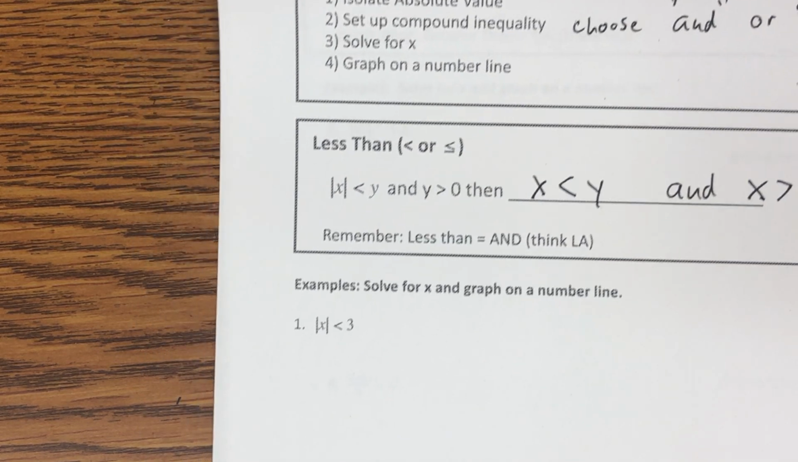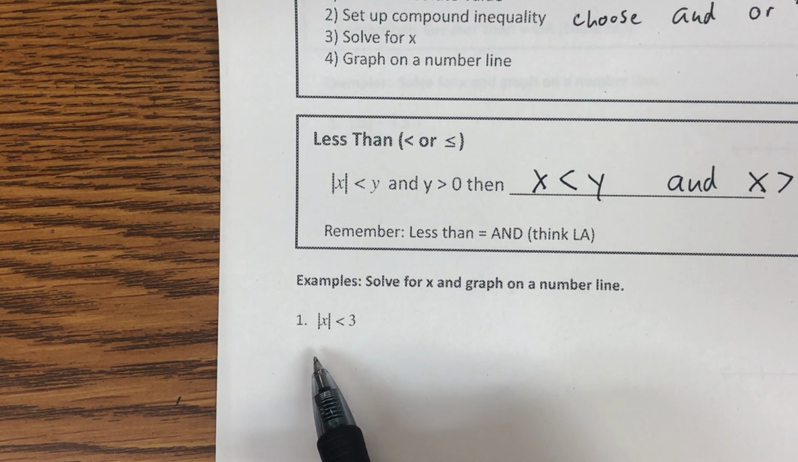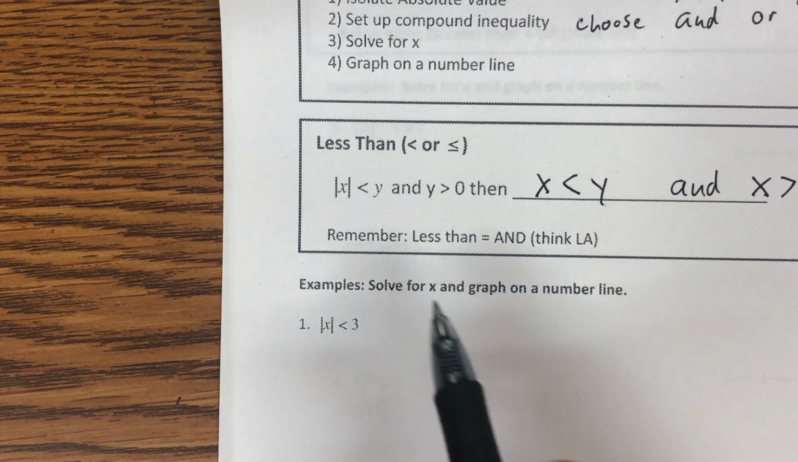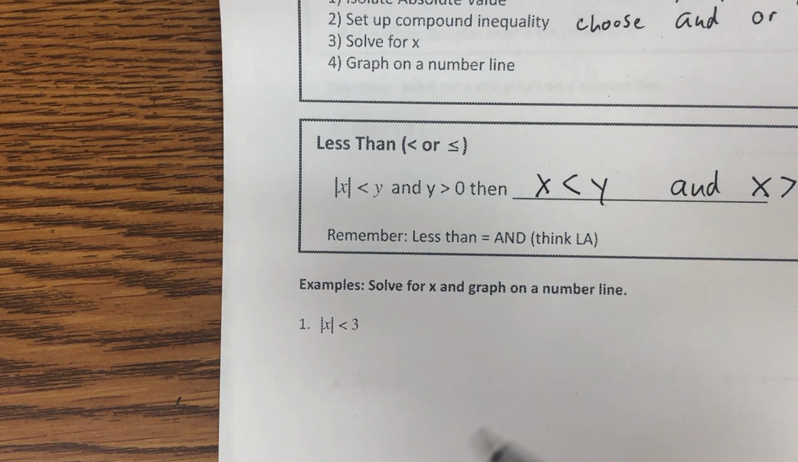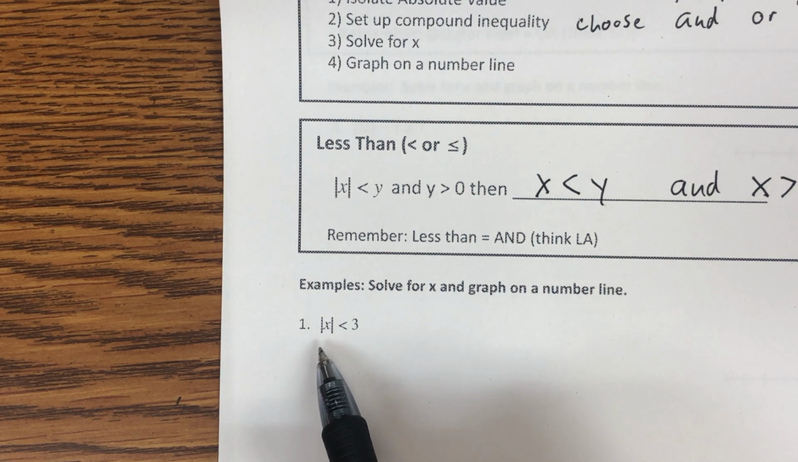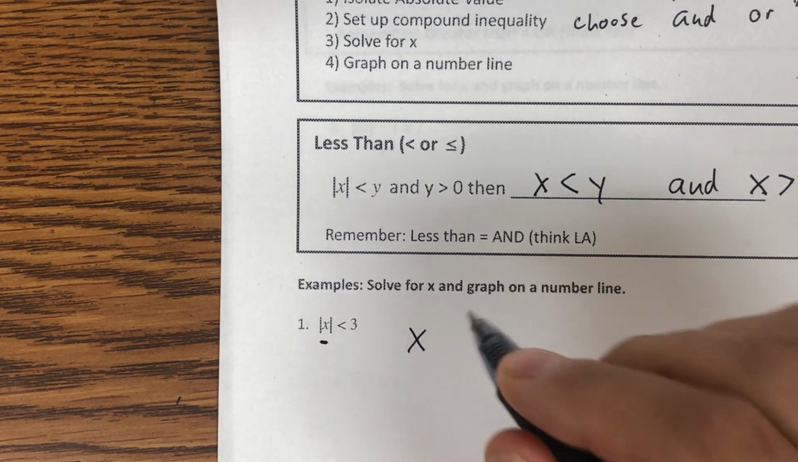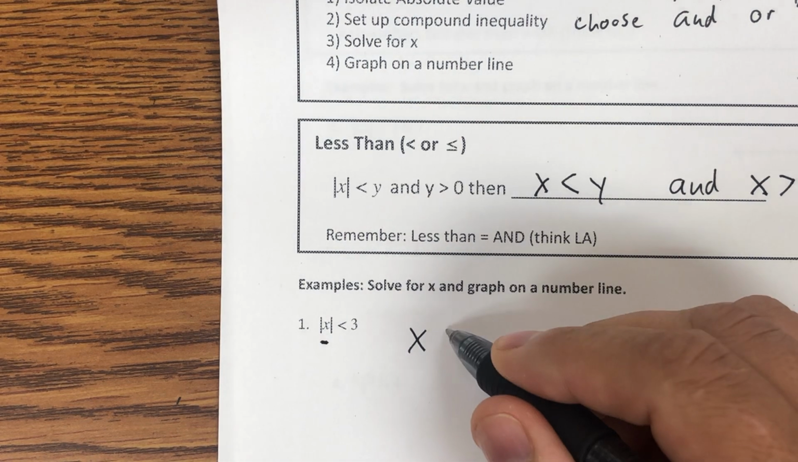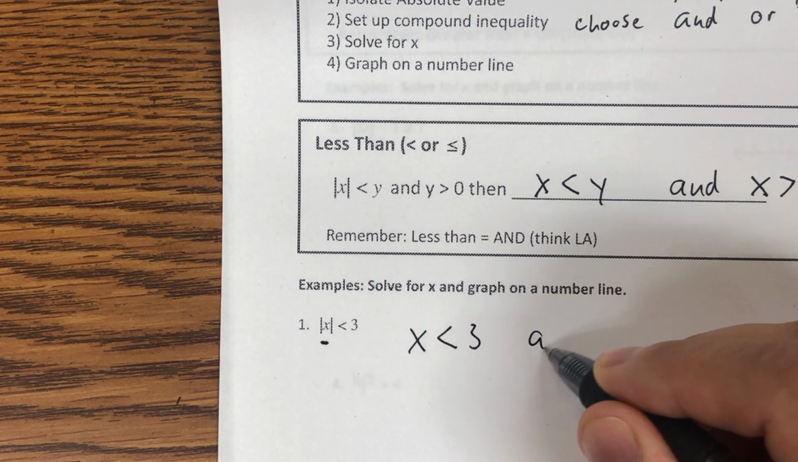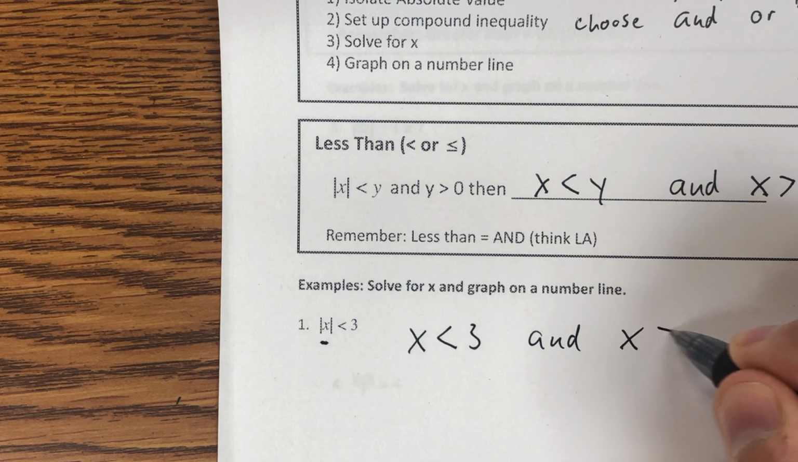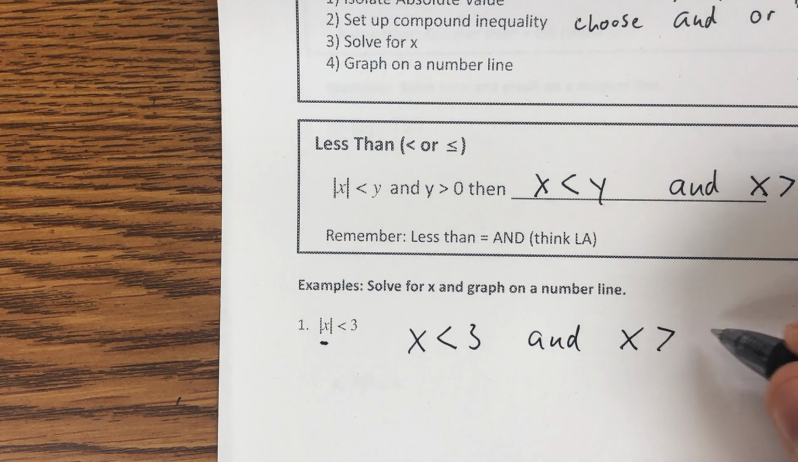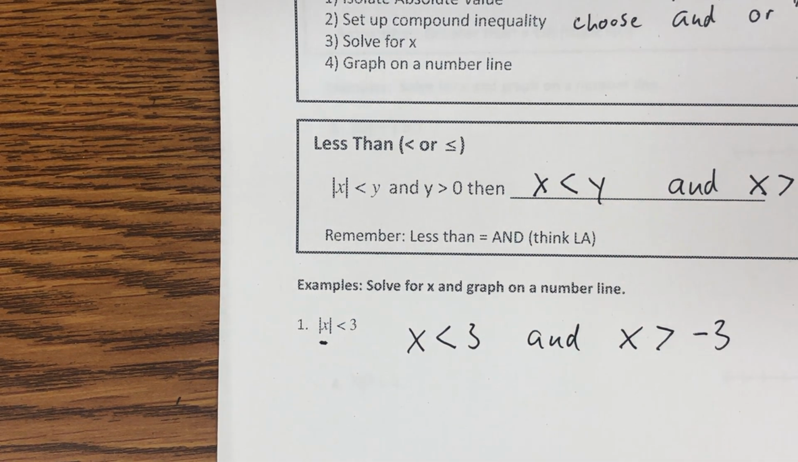First one, the absolute value is isolated, and it is a less than. Less than, we think and, LA. So I'm going to set up an and. I take what's inside the absolute value, in this case just x, so I would write the first one just as it's written: x is less than 3, and x is greater than, flip the sign, make it negative, -3. These ones are both solved.